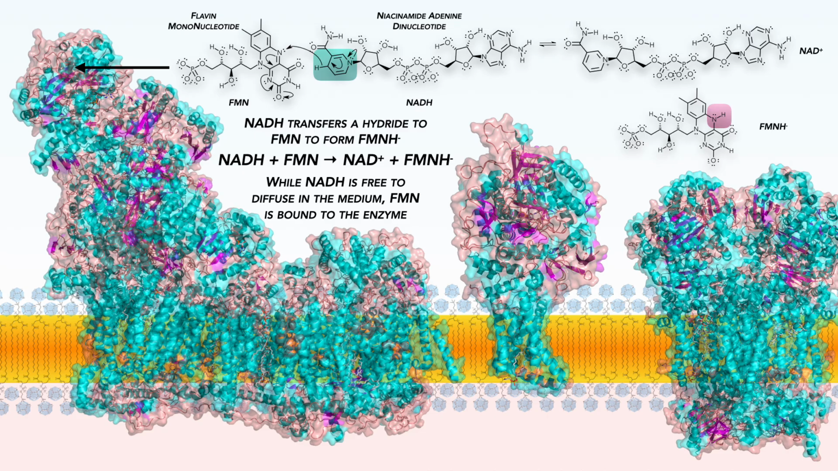We begin with complex 1, the largest enzyme of the electron transport chain. Here, electrons stored within NADH first enter the respiratory chain. NADH transfers a hydride, that is, 2 electrons and 1 proton, to flavin mononucleotide, or FMN. Unlike NADH, which freely diffuses through the mitochondrial matrix, FMN is permanently bound within complex 1. FMN therefore serves as the first electron acceptor inside the enzyme.